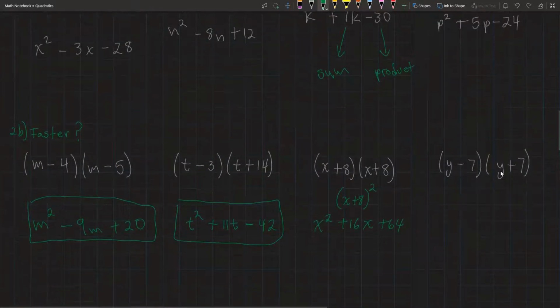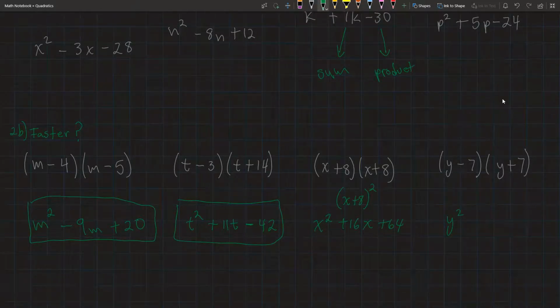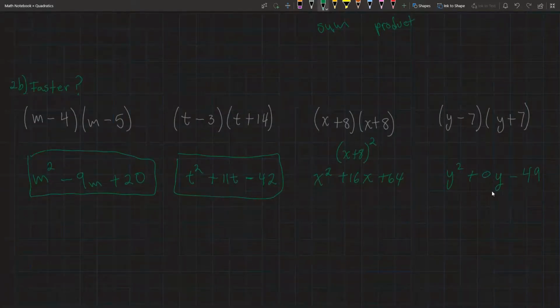And then the next one, is that a perfect square? Almost, it looks like it, but the answer is definitely not a perfect square. This minus 7 is not the same as this plus 7. So let's just simplify the way that we know. Y times y is y squared. And then what's negative 7 plus 7? It is 0. So in a way, I'm going to write it as plus 0y because it is plus 0y technically, and then minus 49. But hopefully you think that plus 0 is plus 0y. So really this is just simplified to y squared minus 49.